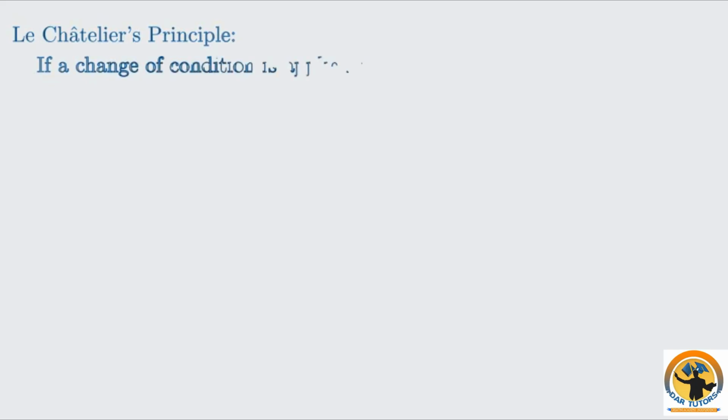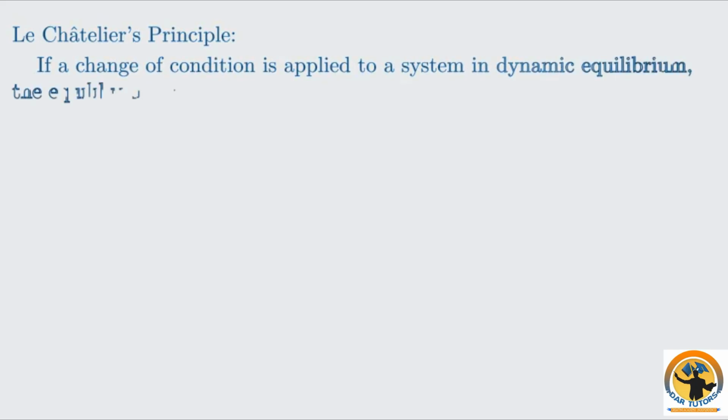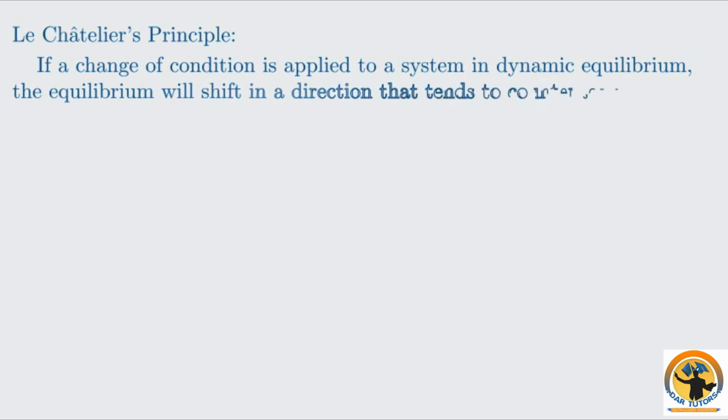It states, if a change of condition is applied to a system in dynamic equilibrium, the equilibrium will shift in a direction that tends to counteract the change. This means that a system at equilibrium will attempt to oppose any disturbance you introduce. It's a key tool for predicting the response of an equilibrium system to changes in concentration, pressure, and temperature.